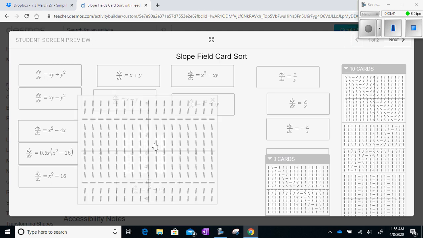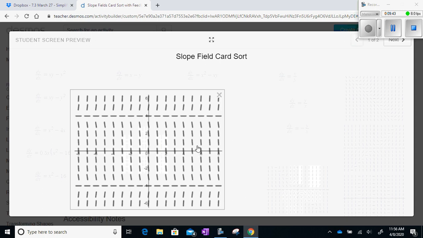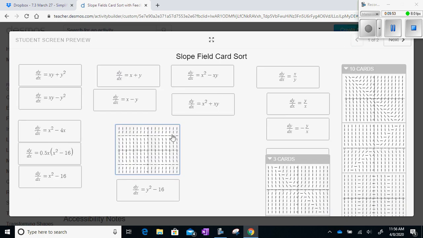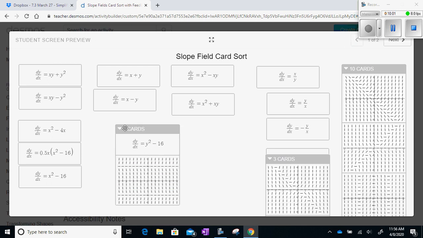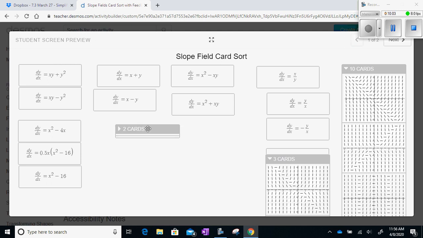And sure enough, let's go back to this. At 6, 3, does that look like that could be a slope of negative 7? And I would say, yes, indeed, I would argue that it is. So you could pick any xy coordinate point, plug the xy values into the differential equation, and see if the slope looks like the slope of the tick mark. And it definitely does. So we're going to go ahead and match that card to that slope field. Okay, so those are two matching cards.